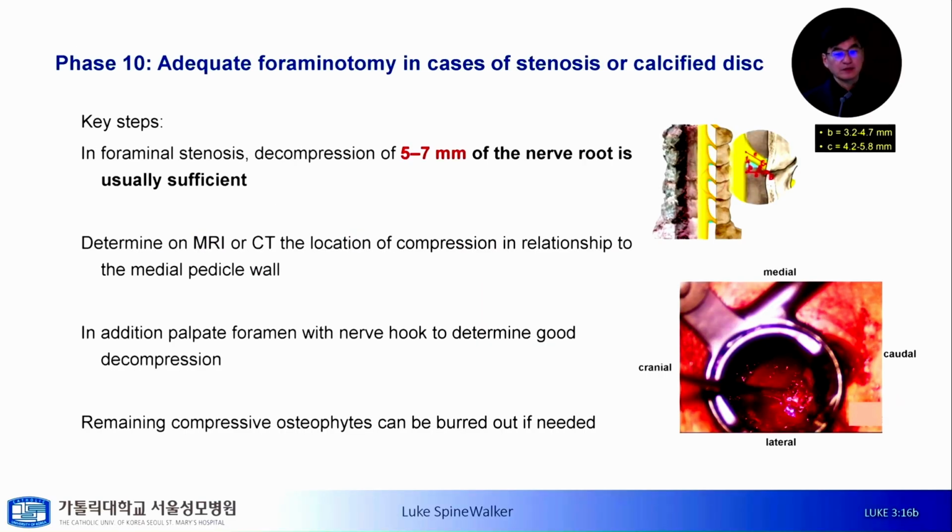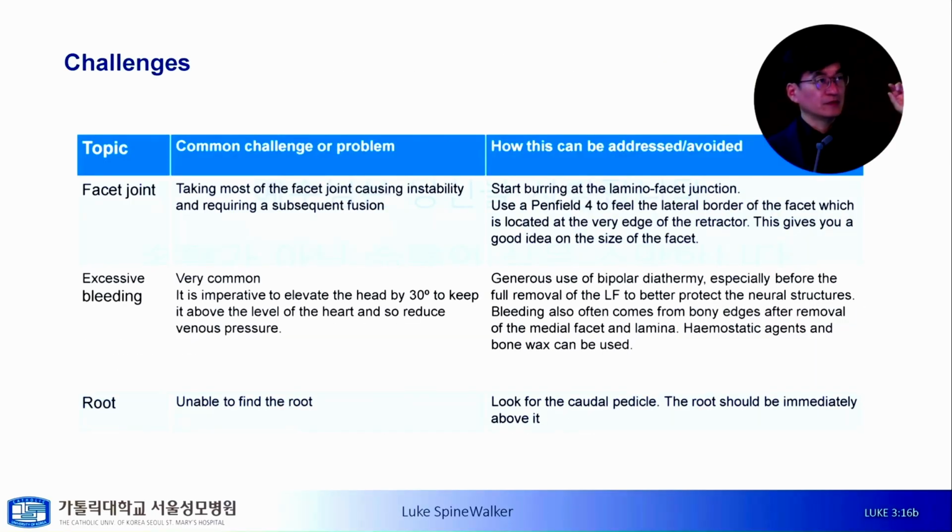Also, adequate foraminotomy in case of stenosis or calcified disc. Remember the anatomy, the length and height of the foramen, and how much you have to decompress from the border of the cervical myelum is so crucial. You have to drill with the 3 mm and 4 mm burr. You can measure how much you have already decompressed from the border of the cervical myelum. One of the common challenges and problems in cervical foraminotomy is facet resection, bleeding, and the nerve. Yeah, this is the description of how this can be addressed and avoided, right?